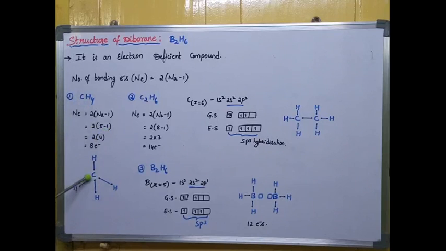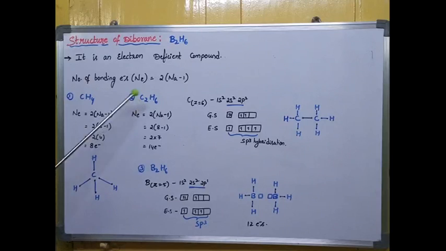So we can observe the structure of CH4. Carbon has 4 valence electrons, and each hydrogen has 1 valence electron. So carbon forms 4 bonds with 4 hydrogen atoms, forming a tetrahedral structure. Okay, so let us see the second example.